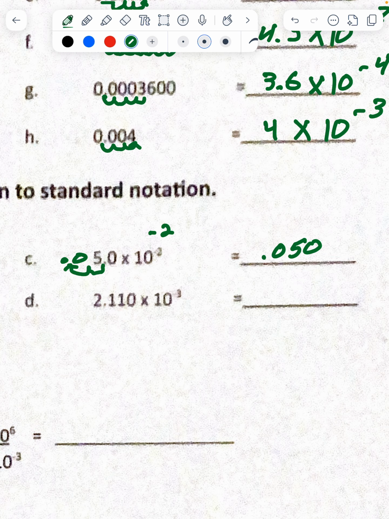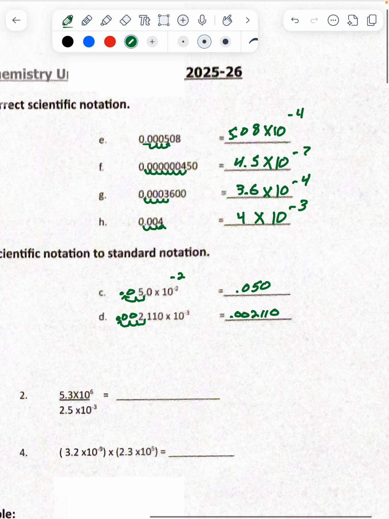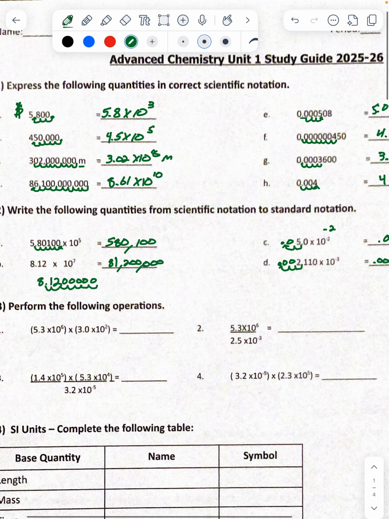Okay, next one is 2.110 times 10 to the -3. So it's a -3, so I'm going to move it to the left. 1, 2, 3 times. So my decimal's here, fill in the blanks. So 0.002110.